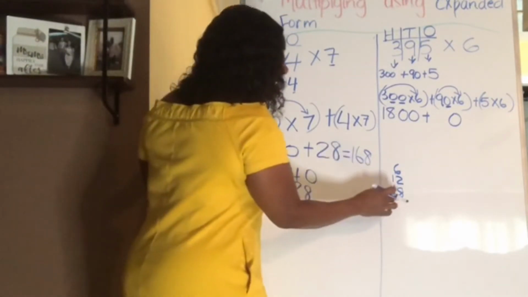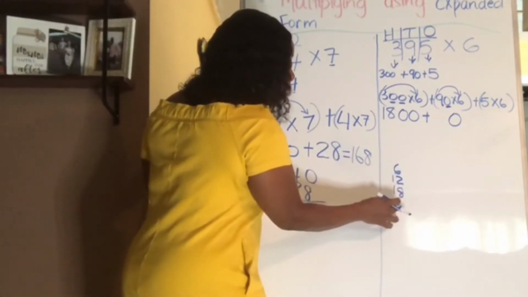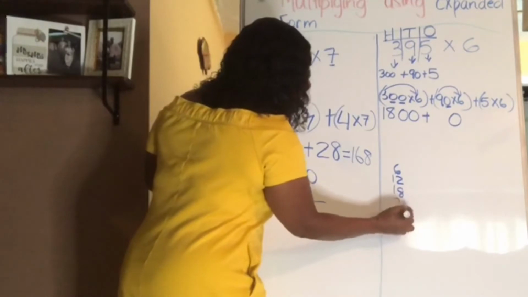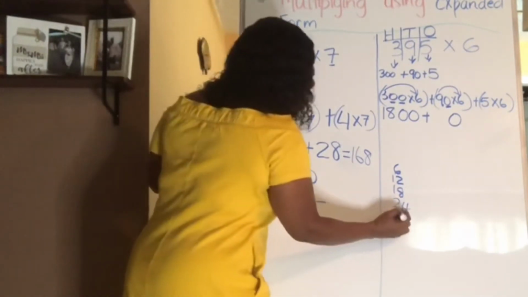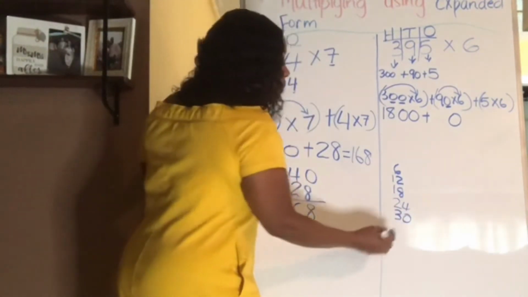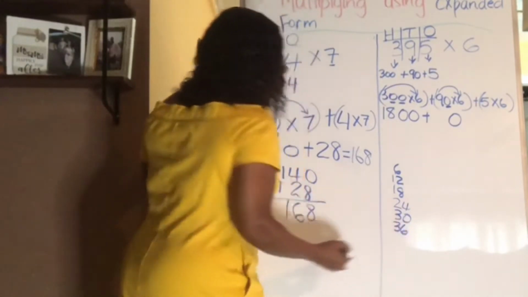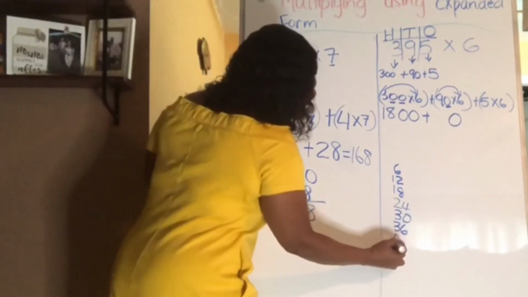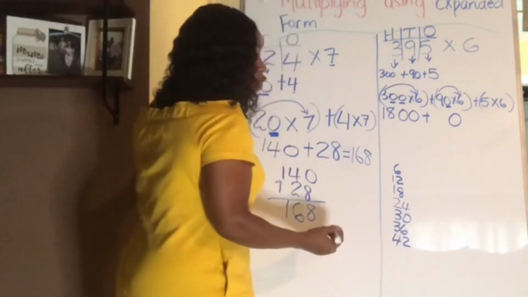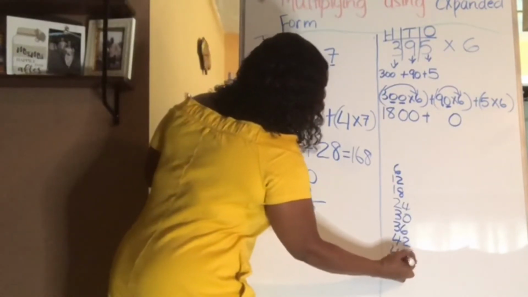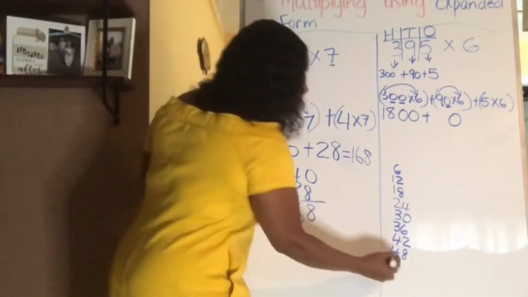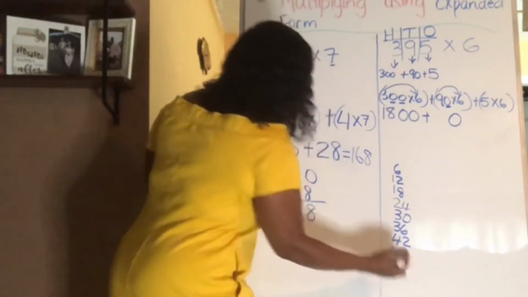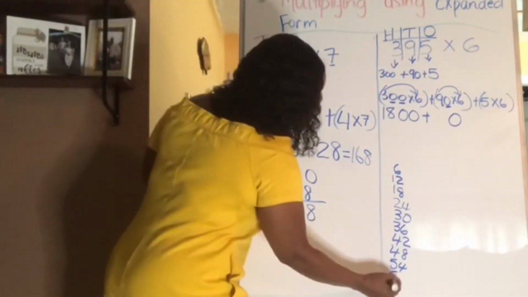So 6 times 18 plus 6 more, that's 24. 24 plus 6 more, that's 30. 30 plus 6, that's 36. 36 plus 6, that's 42. 42 plus 6, that's 48. 48 plus 6, that's 54. 54 plus 6, that's 60.